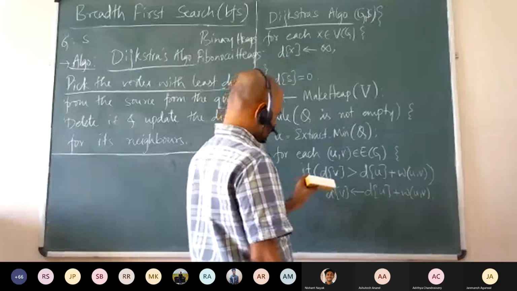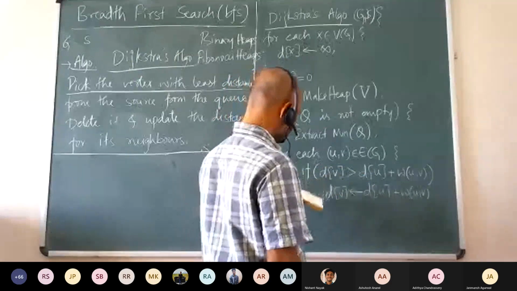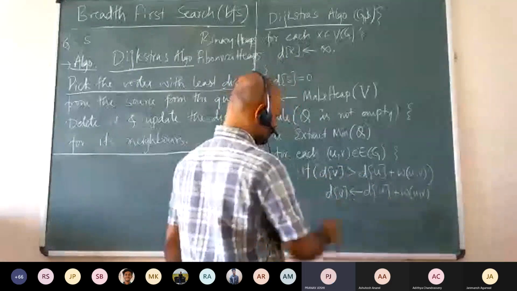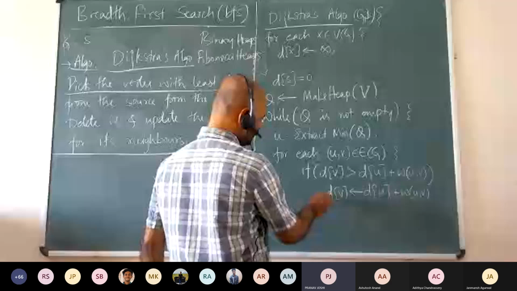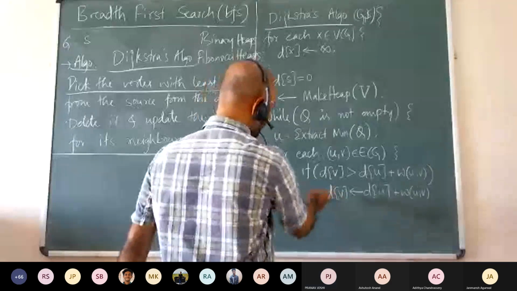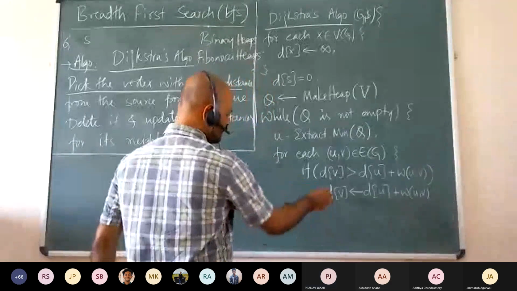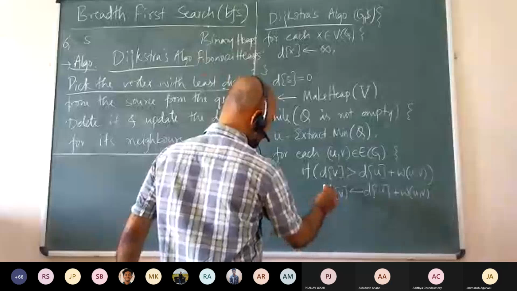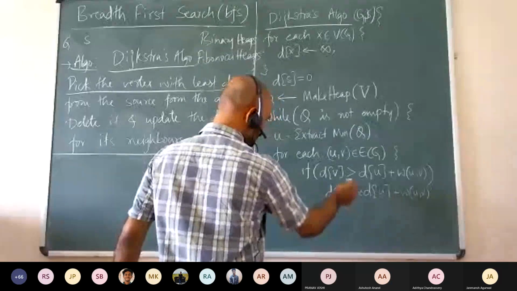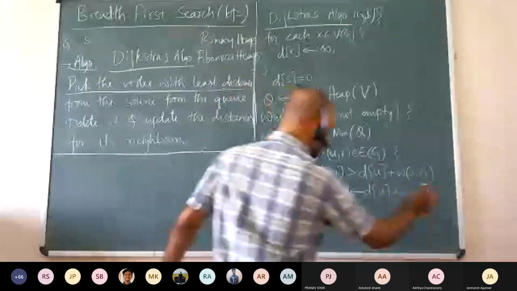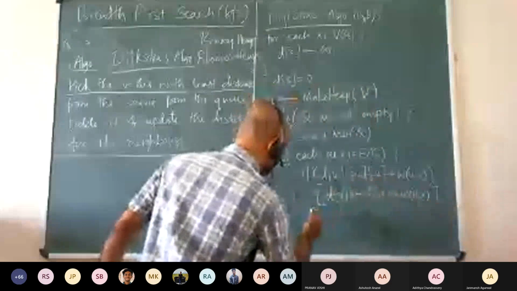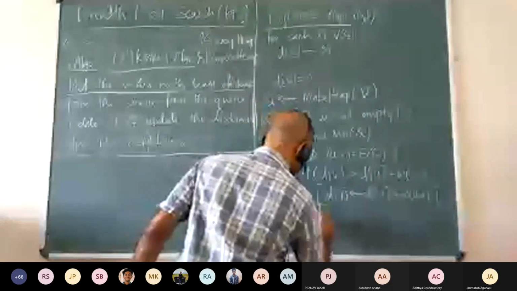So basically we don't need to push V back into the queue, right? We need to update the distance for this. This is what we do, right? Pushing is not necessary. What we basically do is, once this happens, we will decrease key.